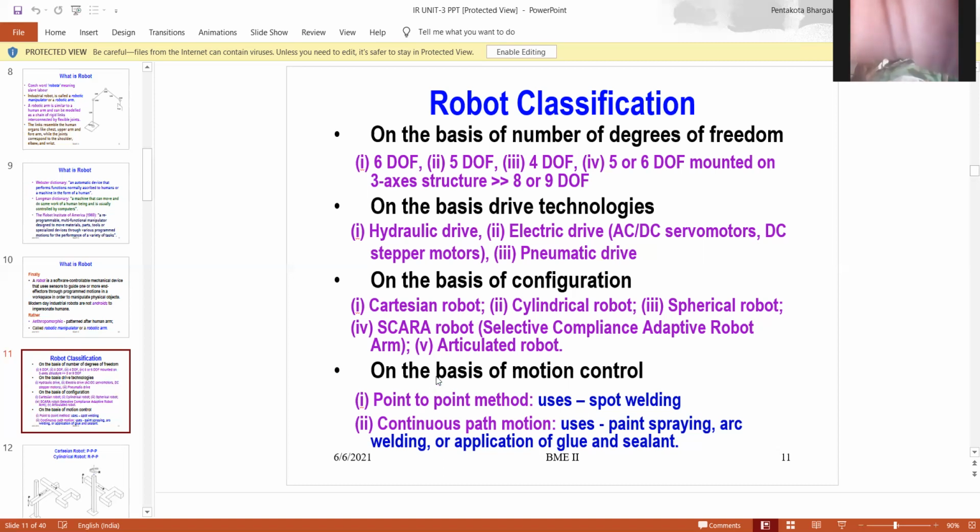Next, on the basis of controlling; these points are discussed in the unit. One is the point to point method, which is used for spot welding, and continuous path motion, which is used for paint spraying, arc welding, and applying glue and sealant. Okay, these are the motion control.